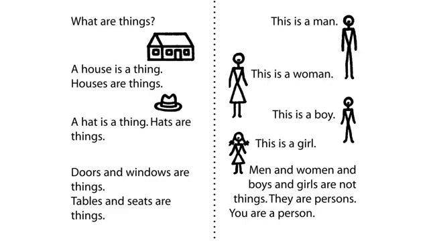What are things? A house is a thing. Houses are things. A hat is a thing. Hats are things. Doors and windows are things. Tables and seats are things. This is a man. This is a woman. This is a boy. This is a girl. Men and women and boys and girls are not things. They are people. You are a person.